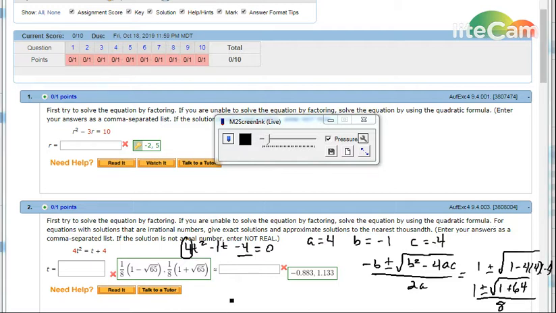So let us write it as 1 plus the square root of 65 over 8, and then 1 minus the square root of 65 over 8. These are our two solutions, and these would be the exact solutions.